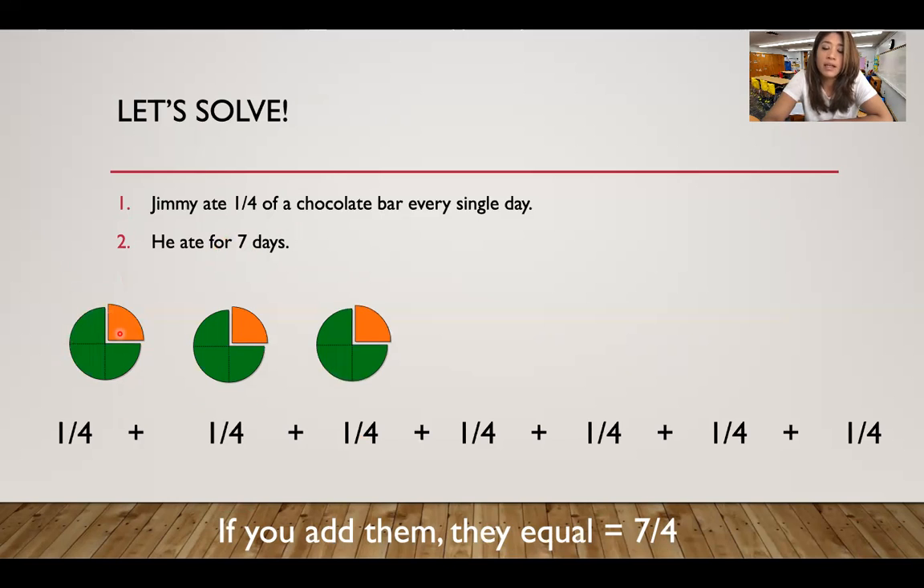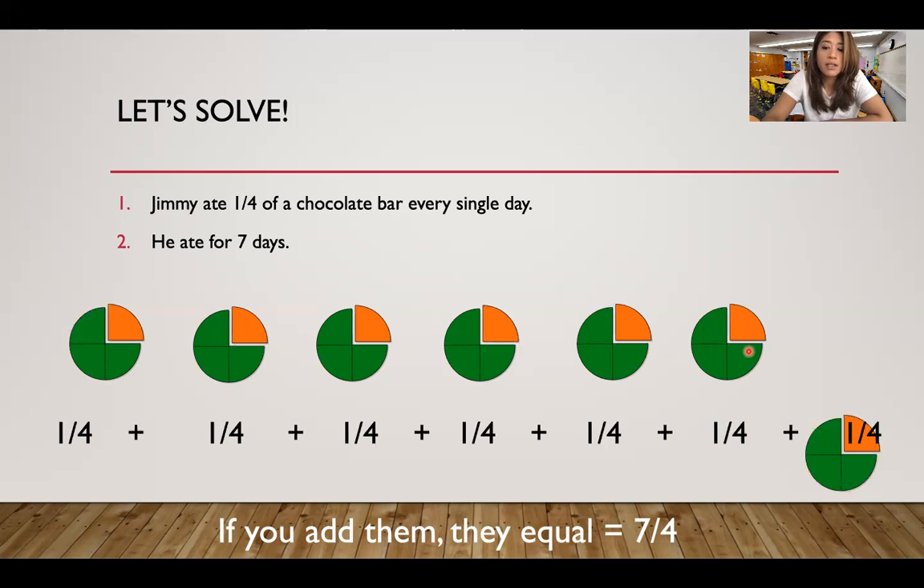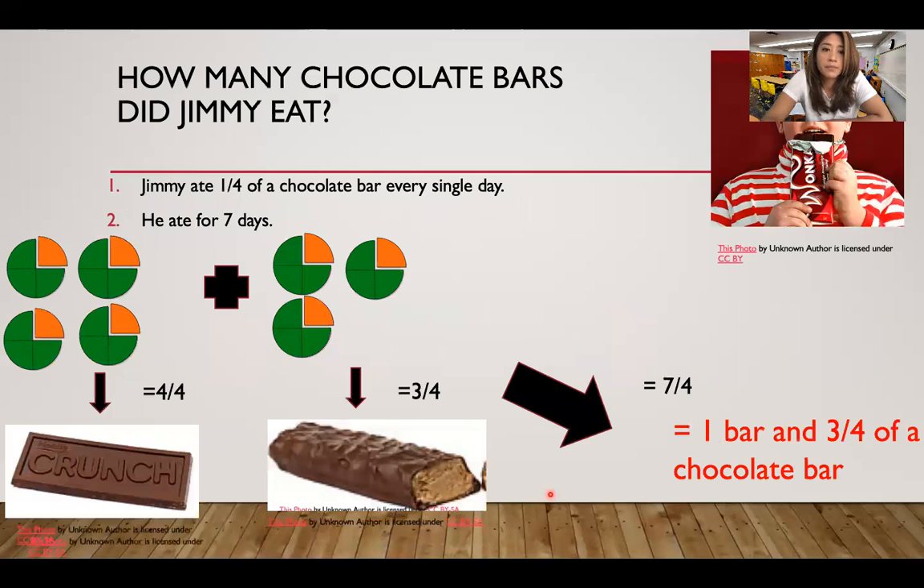On the third day, he ate another 1/4. Fourth, another 1/4. Fifth day, he ate another 1/4. Remember, we are going for 7 days. On the sixth day, he ate another 1/4. And on the seventh day, he ate another 1/4. So our question is, how many full chocolate bars did he eat? Okay, if you add them, they equal 7/4, right? If you add the numerator, there's 7 days, so it's 7/4. Now, how many chocolate bars did Jimmy eat?